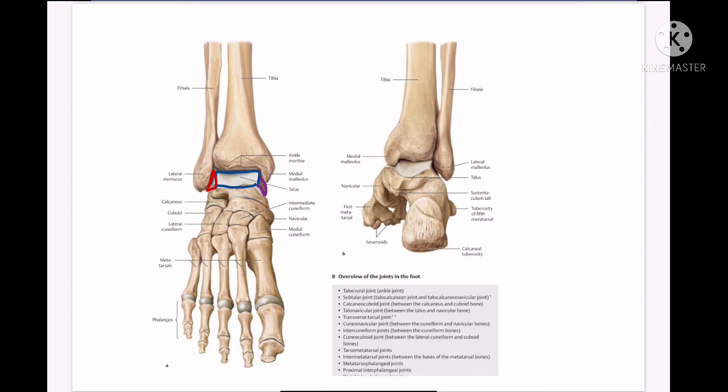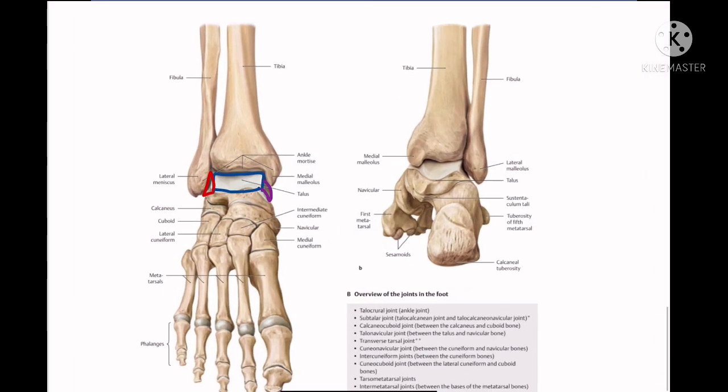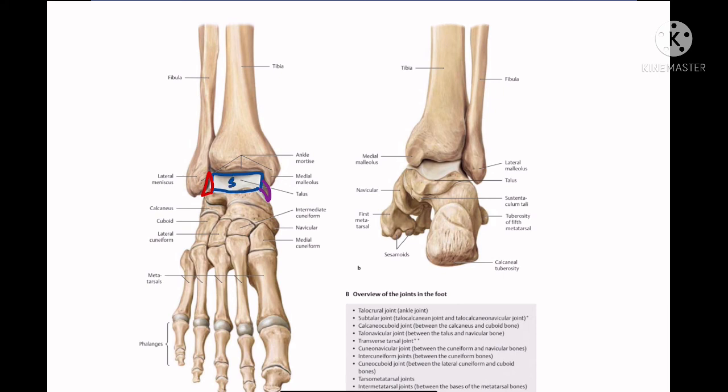So the superior surface articulates with the inferior articular surface of the distal end of the tibia. Okay, so the superior surface articulates with the distal articular surface of the tibia.